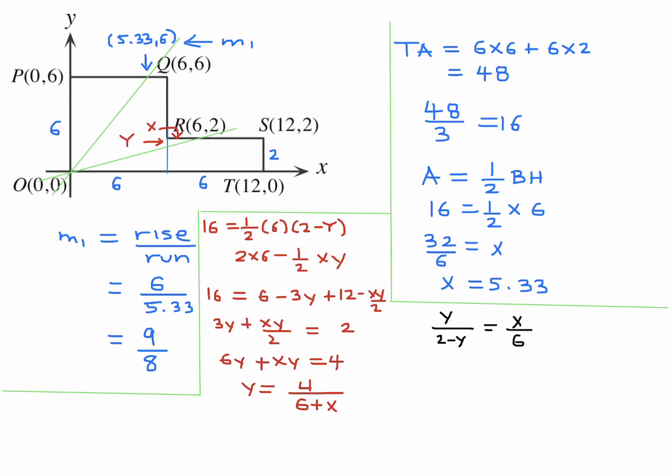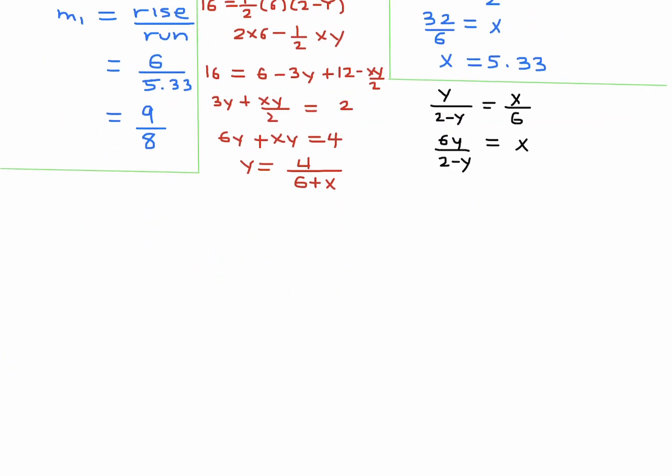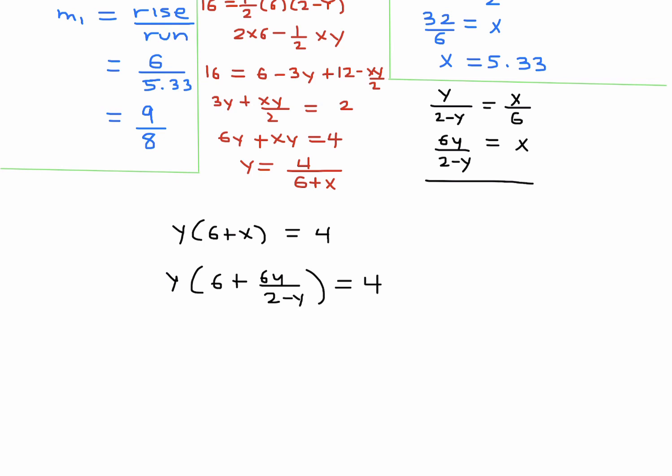And this allows me to isolate for one variable. In particular, let's just do x. So it'll be 6y over 2 minus y. And now I can plug that back into here and calculate. So this will become 4 is equal to y times 6 plus x if you cross multiply. Now I'm going to substitute this guy. So it becomes y times 6 plus 6y over 2 minus y is equal to 4.